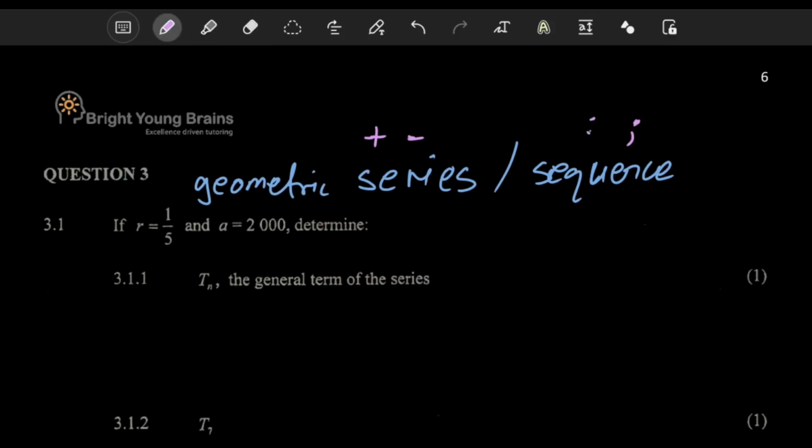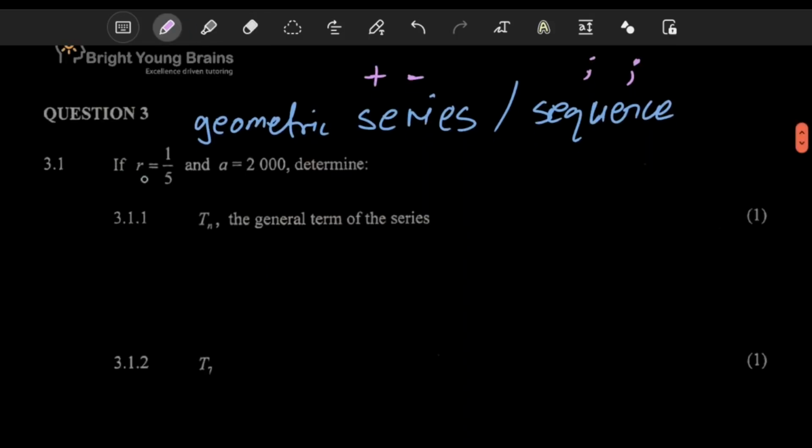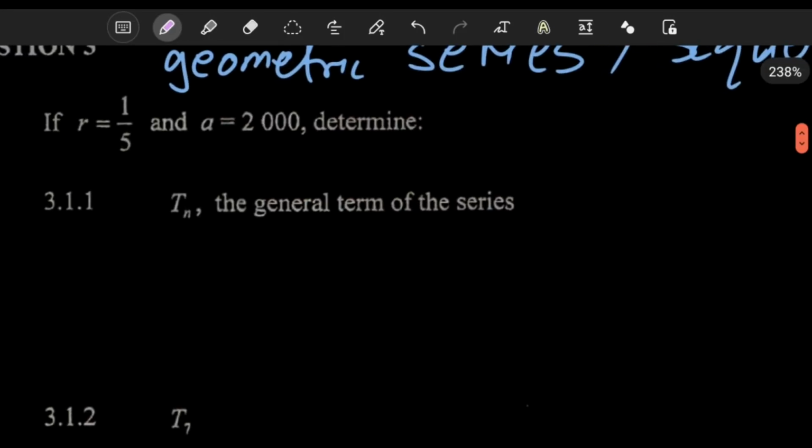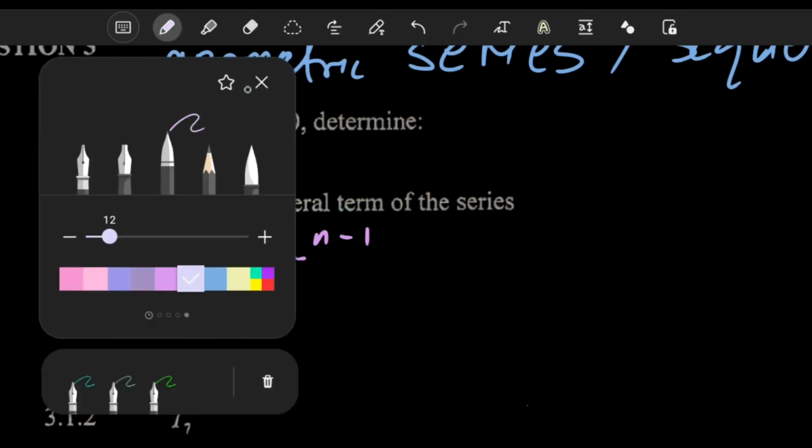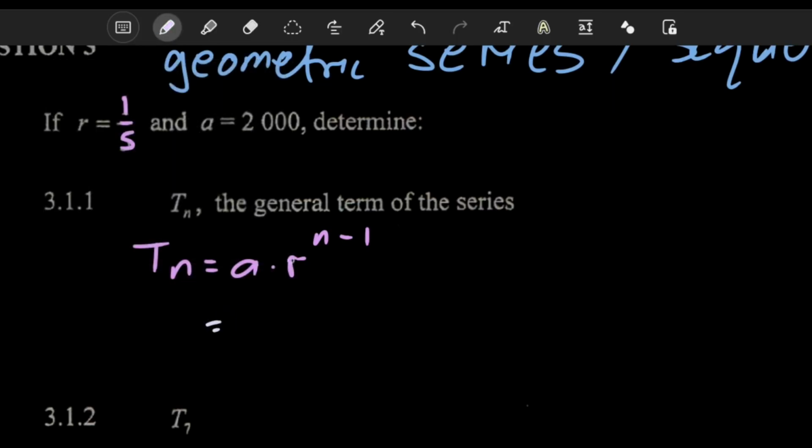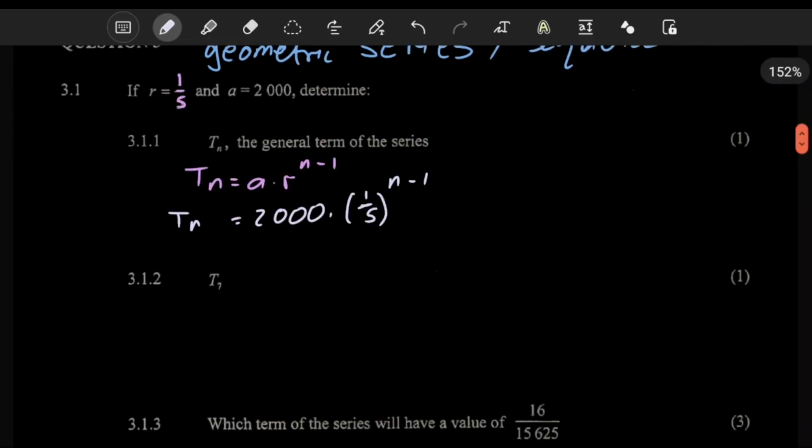Feel free. Anyways, so here it says r is this, a is that. Determine Tn, the general term of the series. So obviously, if they've given you r, as we said, the general term is automatically on our formula sheet, this is what you write first. And you can already see why this is a 1-mark question. They've given you everything. Just throw a where a is and then throw r where r is. There you go. Let's just run and move on to other questions.